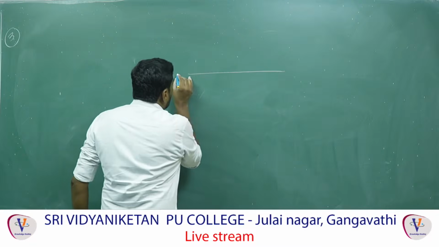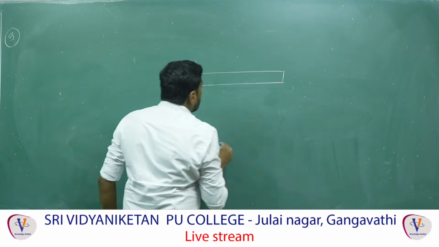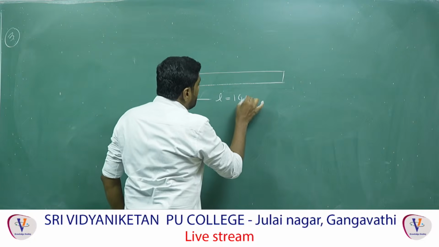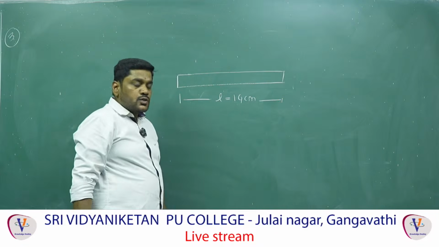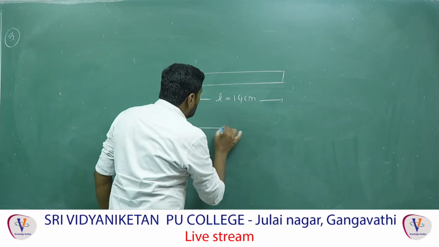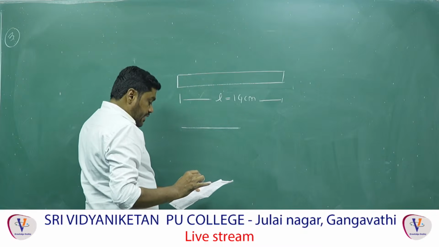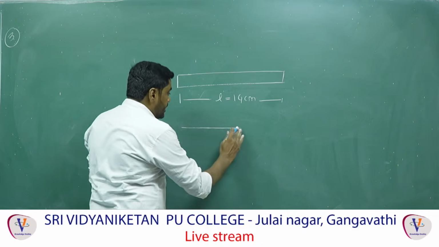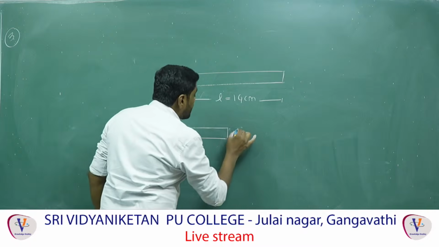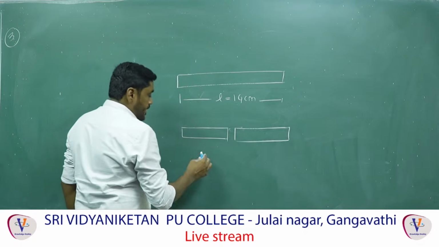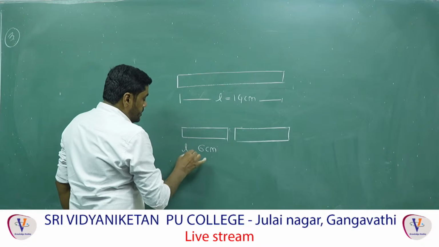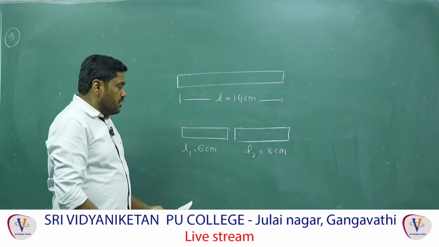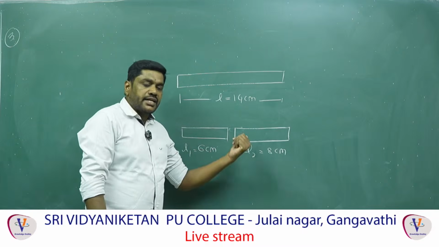So this is one bar magnet, and the length of the magnet, how much? They have given 14 centimeter. Magnetic length is equal to 14 centimeter. So they cut it into two pieces. The first one is 6 centimeter and the other one is 8 centimeter, correct? So I will take a 6 centimeter piece, that is L1, and the second is L2 is equal to 8 centimeter, because they are cutting like this. Total length again, 6 plus 8 is equal to 14 only.